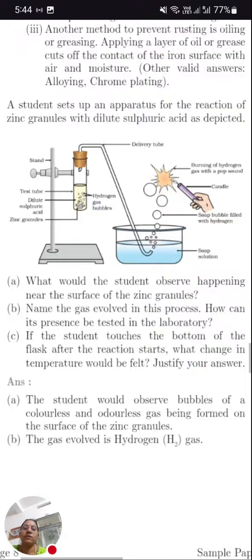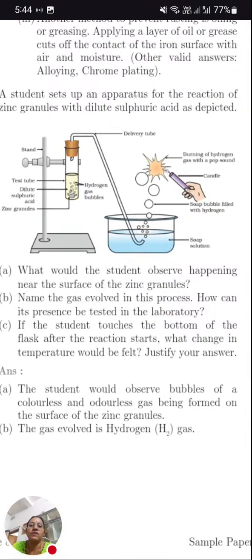So let's start with the questions. What would the student observe happening near the surface of the zinc granule? When the zinc granule is added, there will be bubble formation. The student would observe bubbles of a colorless and odorless gas being formed on the surface of the zinc granule. Zinc comes in contact with sulfuric acid, so Zn plus H2SO4 forms ZnSO4 plus hydrogen. Hydrogen gas is released, thus there is bubble formation. And what are the physical characteristics of hydrogen? It is a colorless and odorless gas, having no color, no smell.